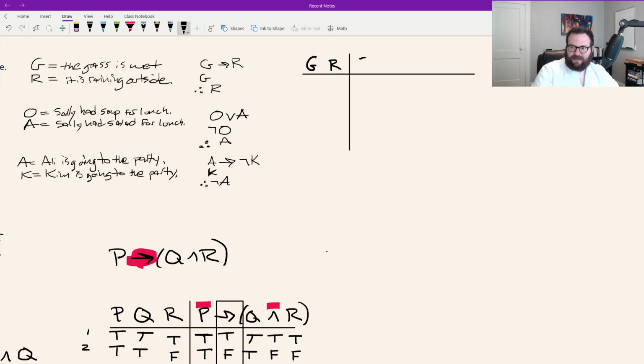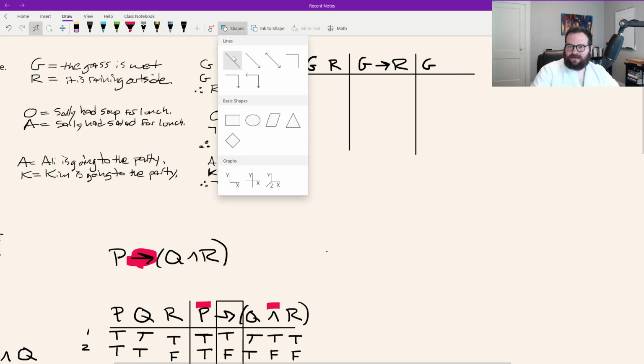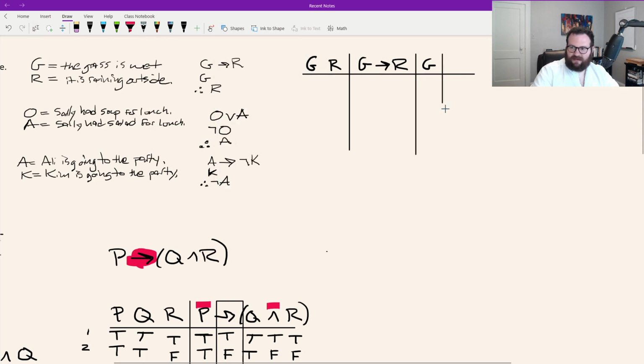Now, premise 1, if G, then R. Okay? Now we need a line. This line indicates a break between premises. Okay? So premise 2 is just G. Now we need another line to indicate a break between the premise and the conclusion, which is R. Okay, now we have everything.